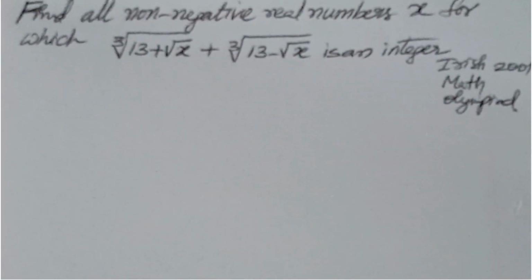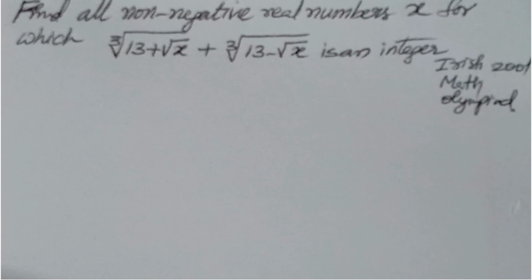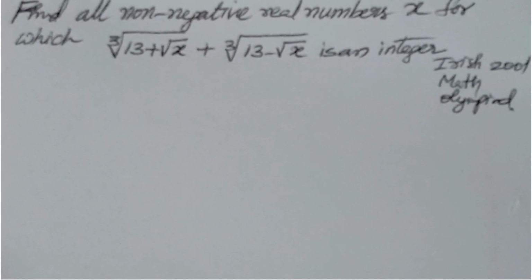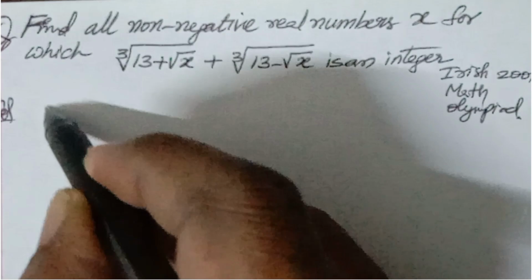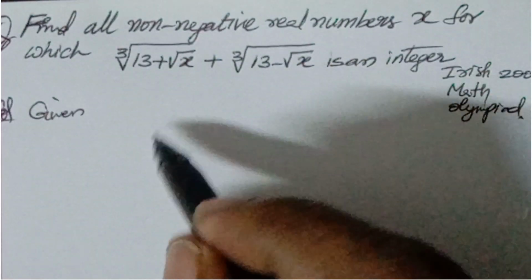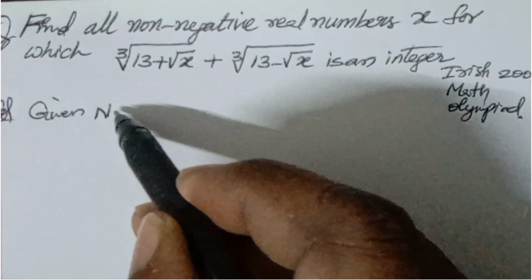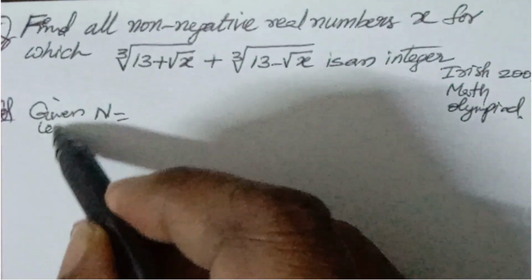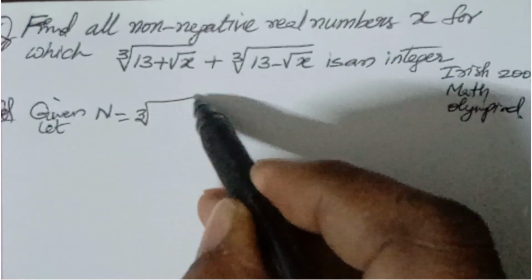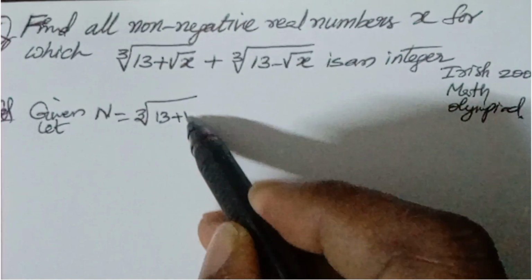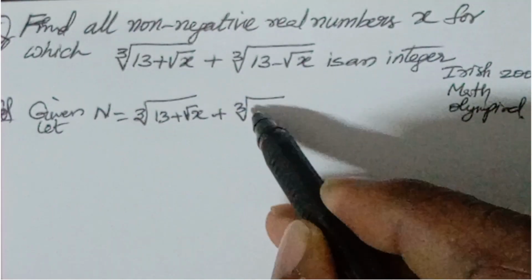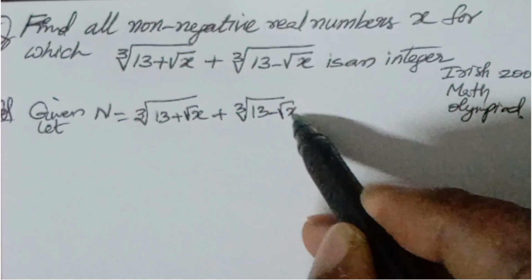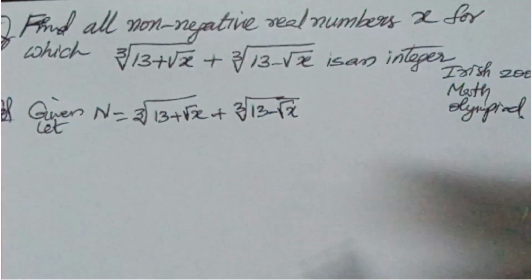So the question is having some logic. Here you have to find all the non-negative real numbers. First of all, what is given? Let n be equal to cube root of 13 plus root x plus cube root of 13 minus root x. So let it be 1 now.